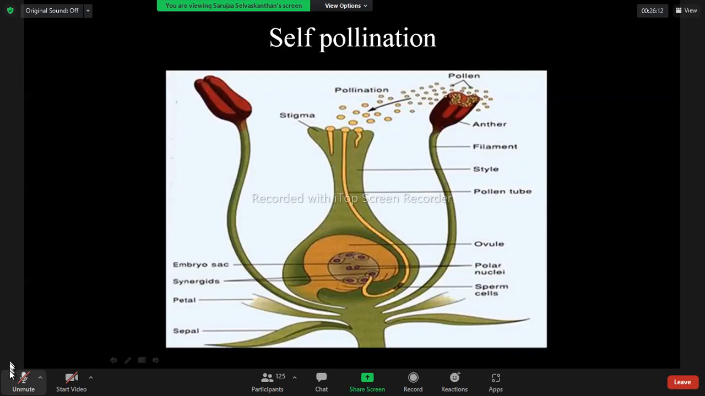125 students are here. Purni, are you there? Yes, ma'am. Dilakshika, okay. What is self-pollination? Depositing pollen from the male part of the flower on the female stigma of the same flower. The concept is correct, but tell it as a definition.